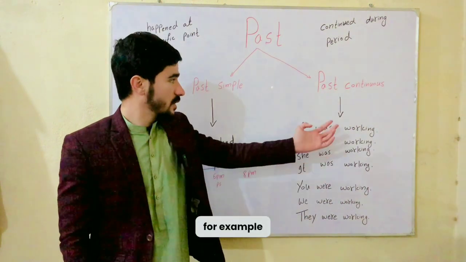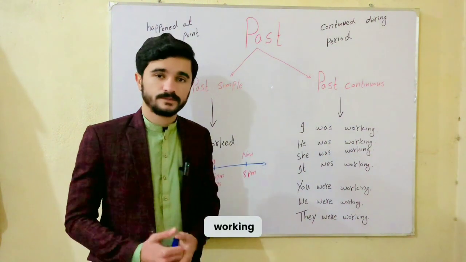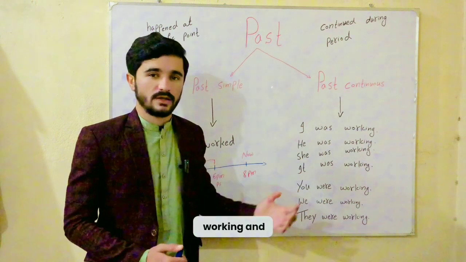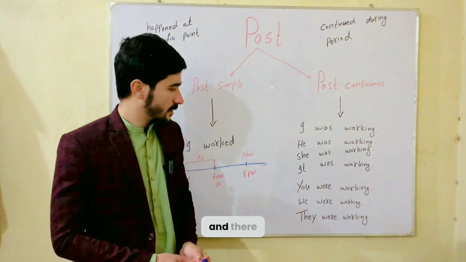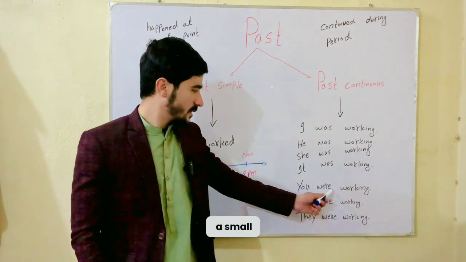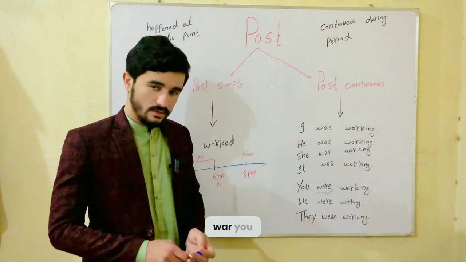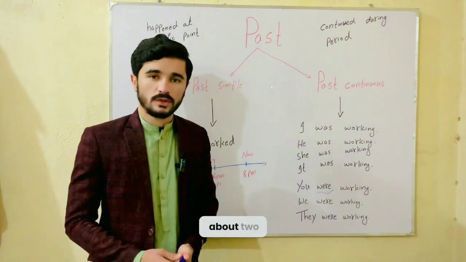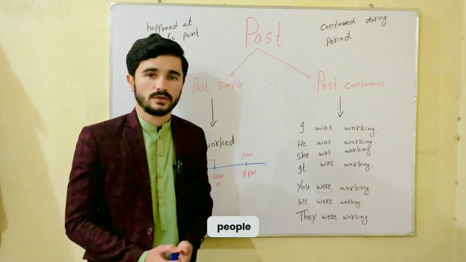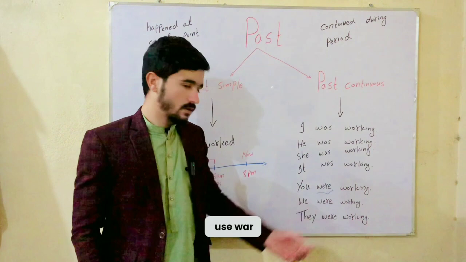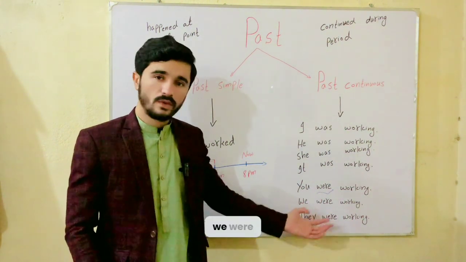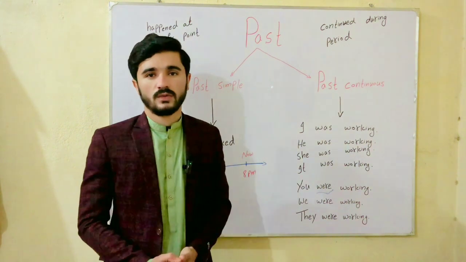For example, I was working, he was working, she was working, and it was working. And you can see a small difference. When we are talking about two or more people, we use were. For example, you were working, we were working, and they were working.